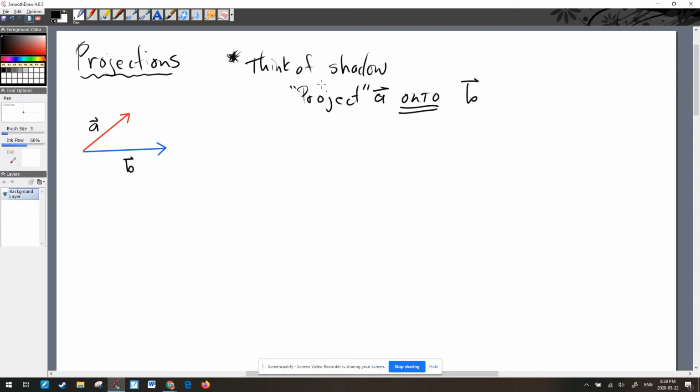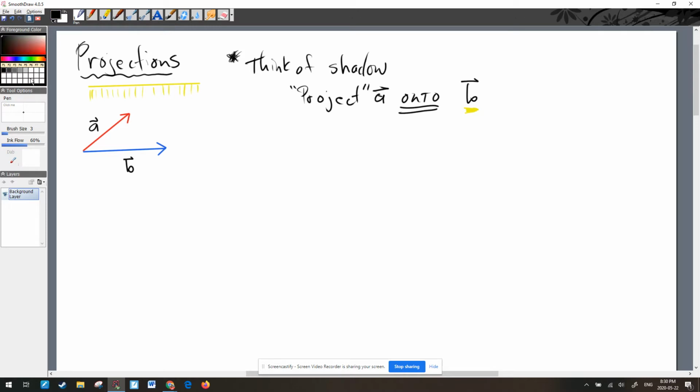So here's why I say think about shadows. Imagine that we took a light bar, right? So here's my light bar, and I'm going to place my light bar parallel to what I'm projecting onto. I'm projecting onto B, so the light bar is going to be parallel to B. This is shining the light, as you can tell from the bright color that I chose, down onto B.